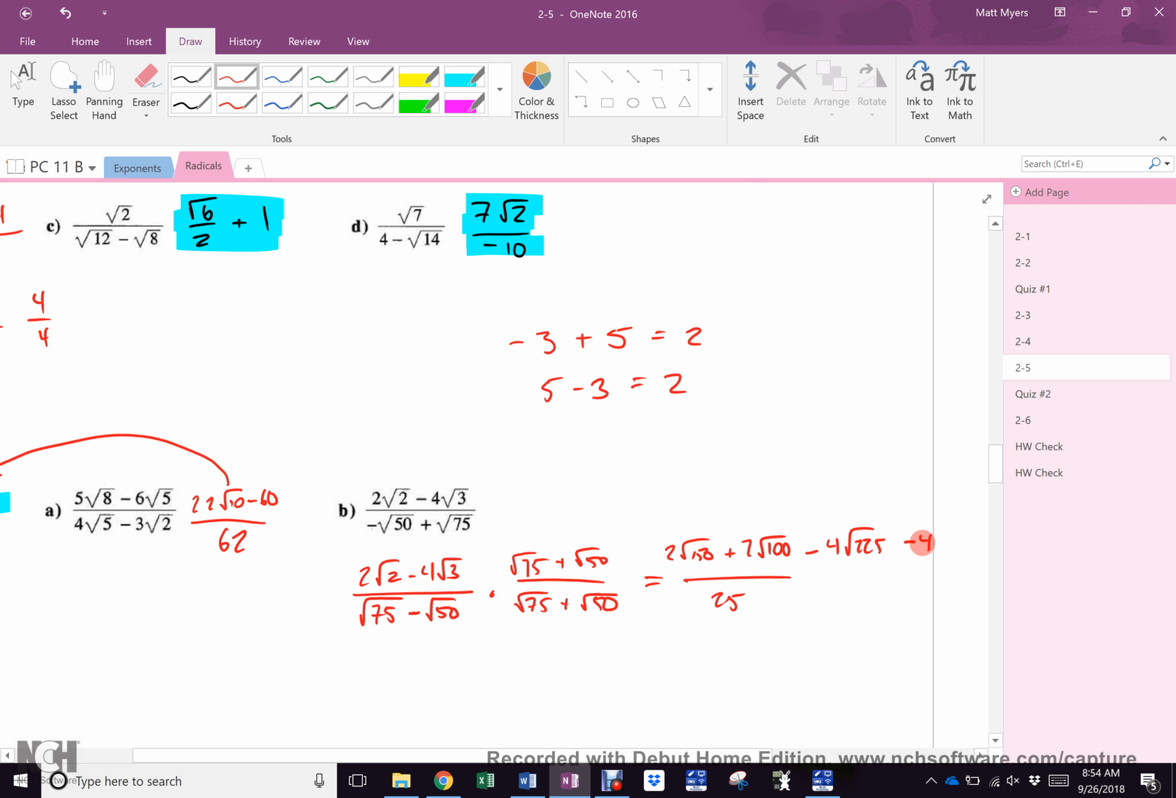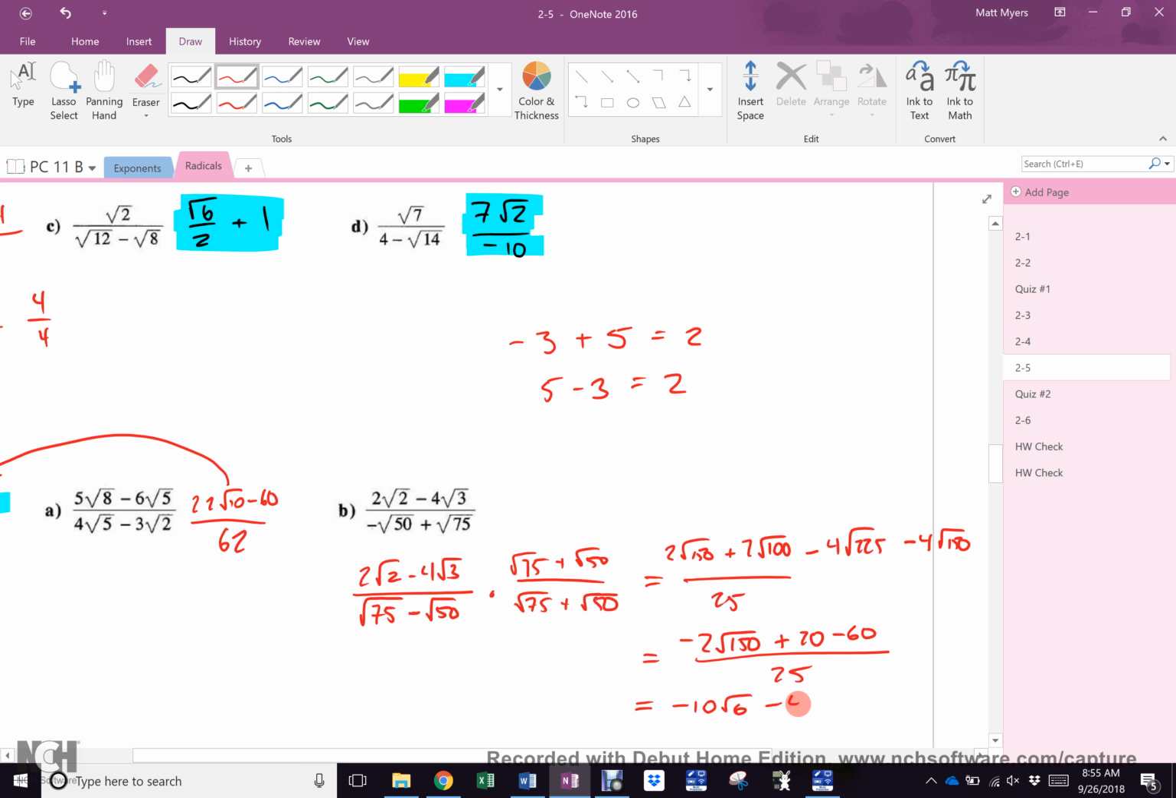minus 4 root 150. Then, of course, you see 2 root 150 minus 4 root 150 is negative 2 root 150. And 2 times the root of 100 is 10, right? So plus 2 times 10 is 20. The root of 225 is 15 times 4 is 60, minus 60 over 25, which, of course, is 25 times 6. So it's negative 10 root 6.